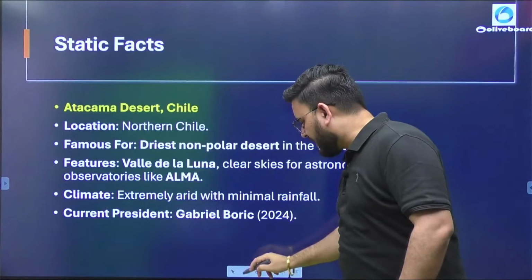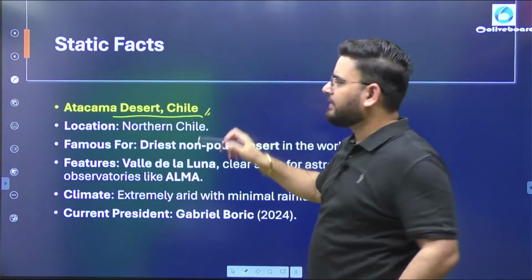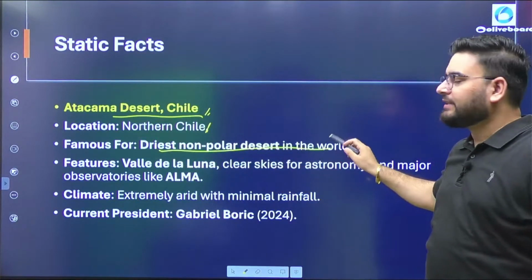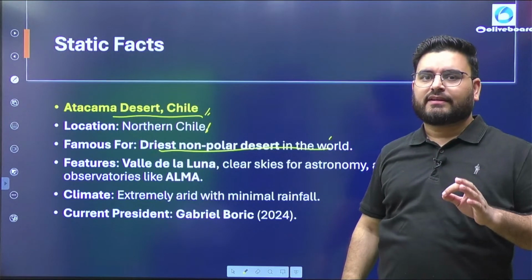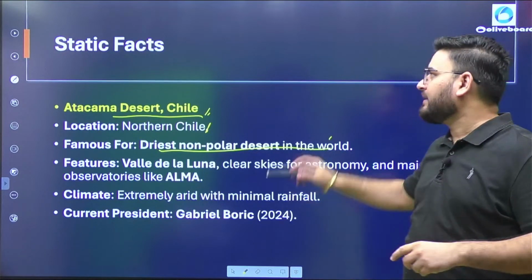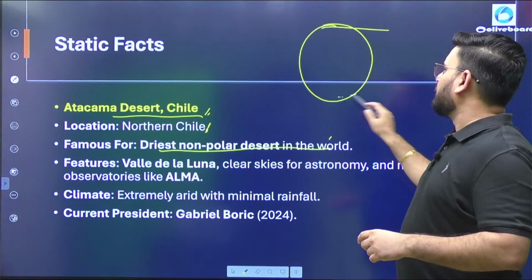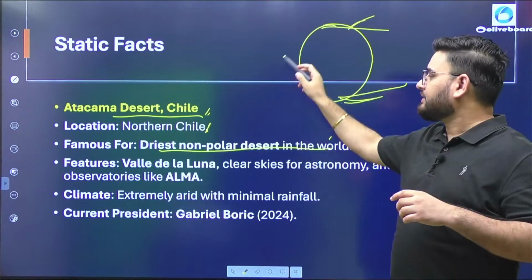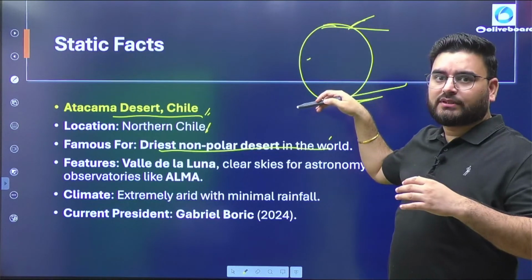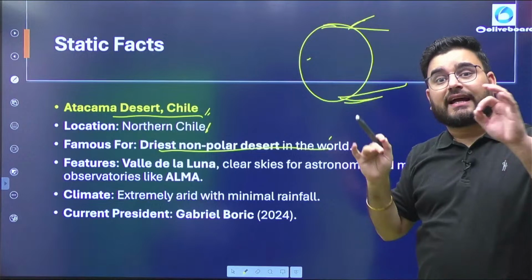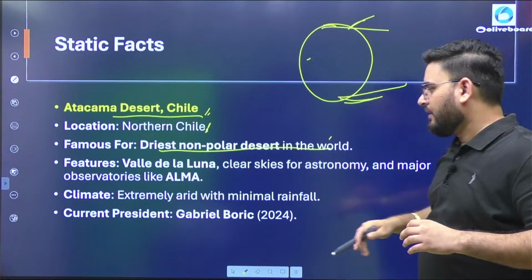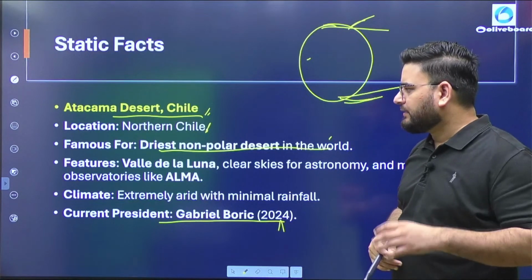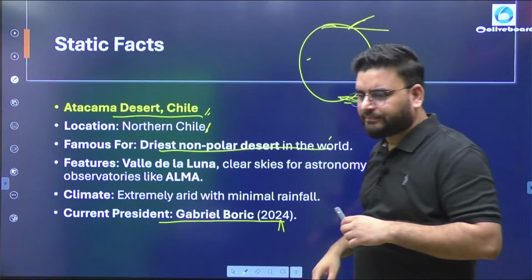Now coming to the static part, you should know about the Atacama Desert, which is in northern Chile. It is the driest non-polar desert in the world. Very, very important fact. Polar means around the poles, the northern pole or the southern pole, but this desert is not near the poles. So this is the driest non-polar desert in the world. Remember this. The current president of Chile is Gabriel Boric. These are some facts you have to remember.